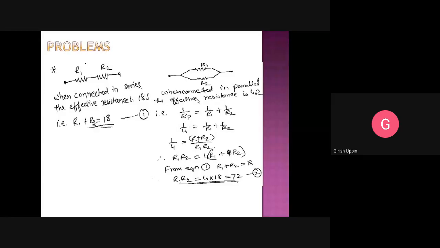So anybody got the answer? You will get a quadratic equation, right? Yes, sir. Once you get the quadratic equation, you know how to solve it. We already solved one quadratic equation. So R1 is equal to 12 and 6, sir. Very good. R1 is 12 ohms and R2 is 6 ohms.